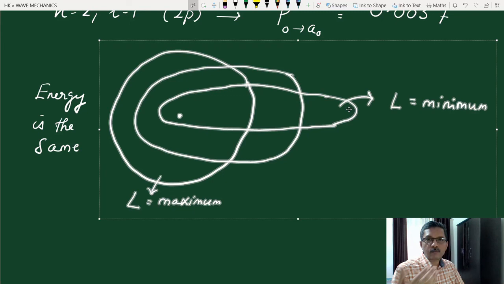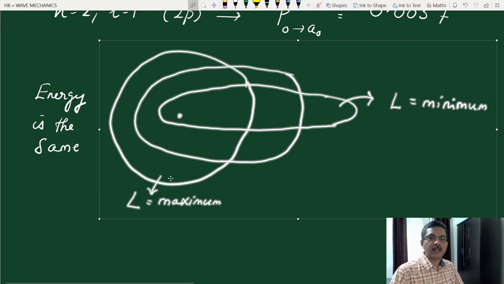So this is the reason why for each n, the lower angular momentum states like the L equal to 0 state will have a higher probability to be found within the first Bohr radius, between 0 and A0, and their average radial distance is also high. That means they have a higher probability to be found away, beyond A0 also. Away from the nucleus also their probability is high.